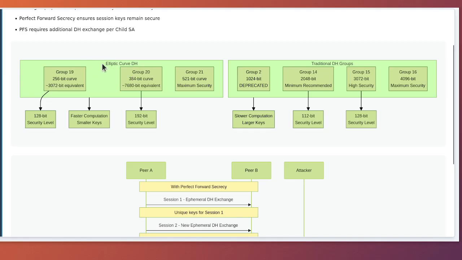Elliptic curve Diffie-Hellman groups offer equivalent security to traditional DH but with much smaller key sizes, resulting in better performance.